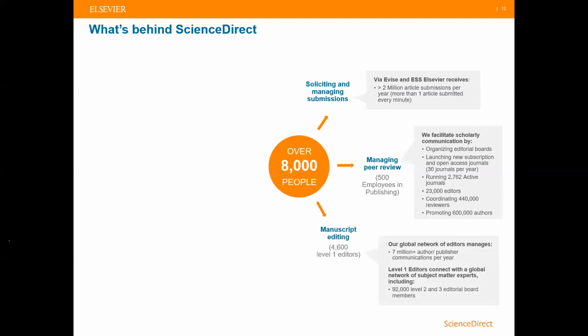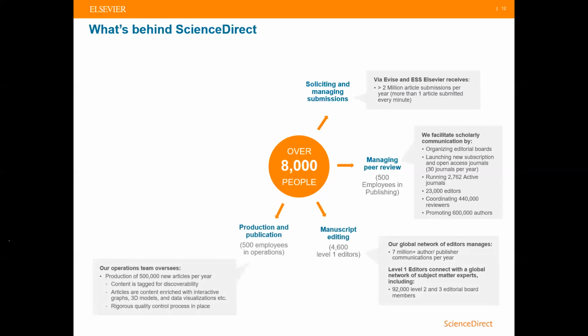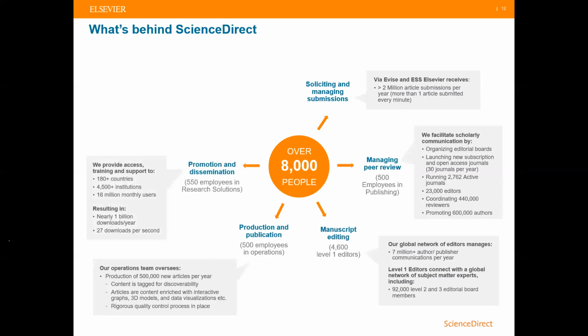We have approximately 7 million author-publisher communications every single year, and we work with over 4,600 editors who are top tier in their subject field. As a result, we are able to produce almost 500,000 articles every single year. The content is tagged for discoverability. The articles are enriched with interactive graphs and 3D models, and we make sure that there are rigorous quality control processes in place. This enables us to reach over 16 million monthly users from over 4,500 institutions in over 180 countries.